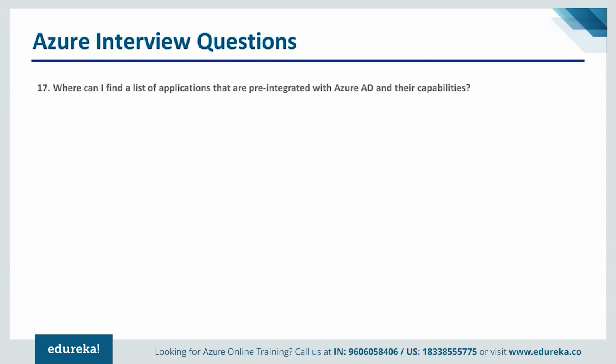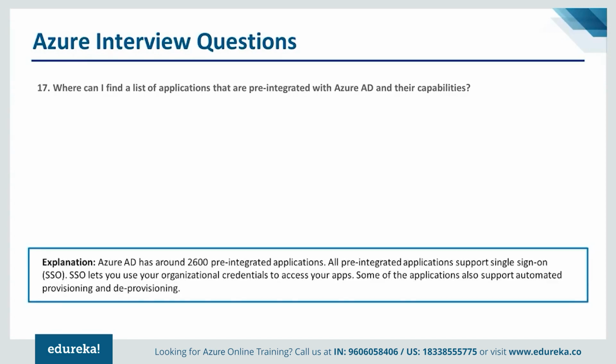Okay, jumping on to the next question. Where can I find a list of applications that are pre-integrated with Azure AD and their capabilities? Azure AD has around 2,600 pre-integrated applications, and all pre-integrated applications support single sign-on. Single sign-on lets your organization credentials access your apps. Some of the applications also support automated provisioning and deprovisioning.